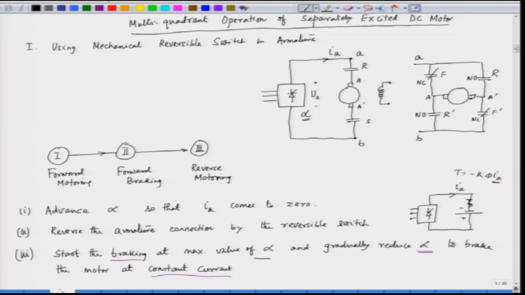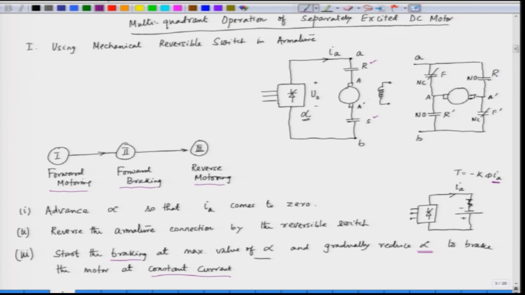Here we have the armature and the reversible switches, and the converter is feeding the armature of the DC machine. We can go from the first quadrant, that is forward motoring, to forward braking by reversing the switch after the current comes down to 0. Then we can reverse the speed and go to reverse motoring.